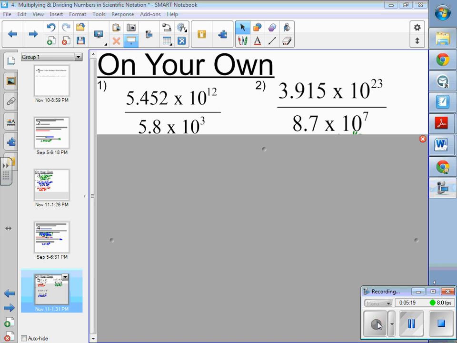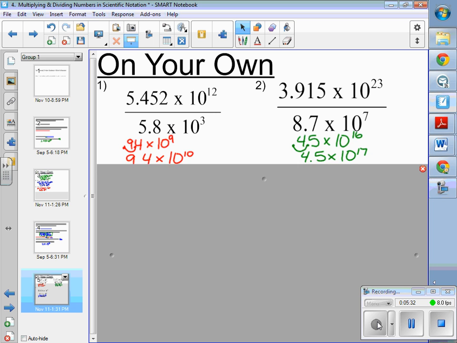So here are the first 2 problems to do on your own. Go ahead and do those. We'll come back and look at them, and then we'll do the 3rd. So here, I will continue with them. Hopefully you paused them and already did them. So the first one, we get 5 and 452 thousandths divided by 5 and 8 tenths. And we get 94 hundredths.